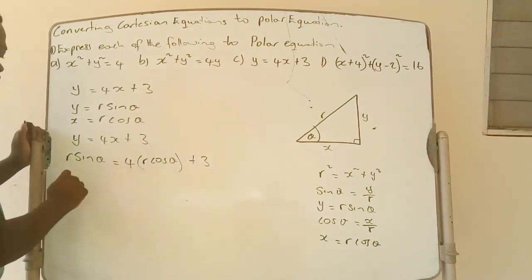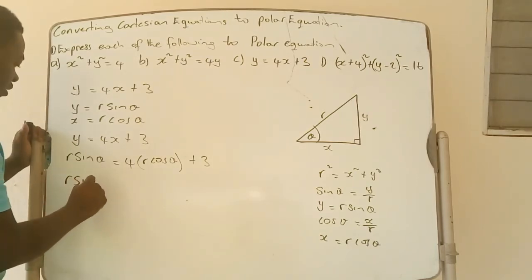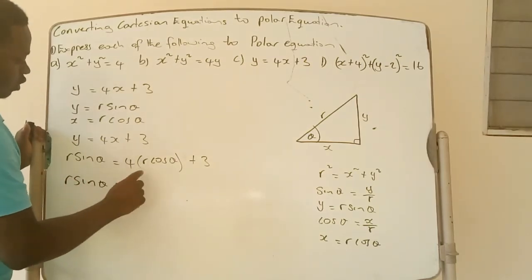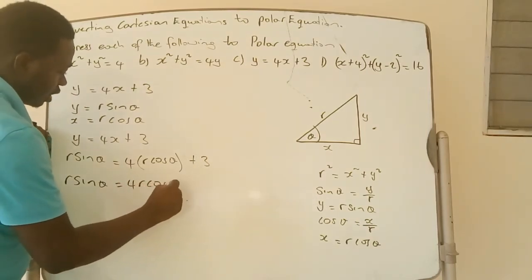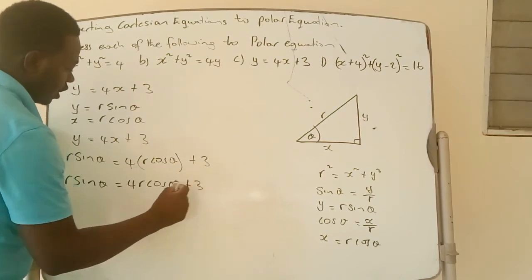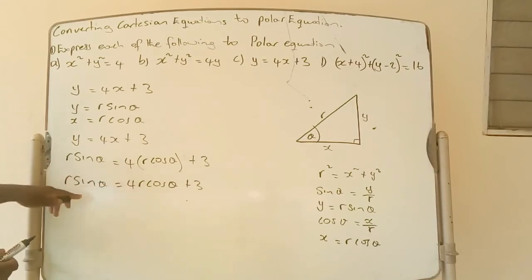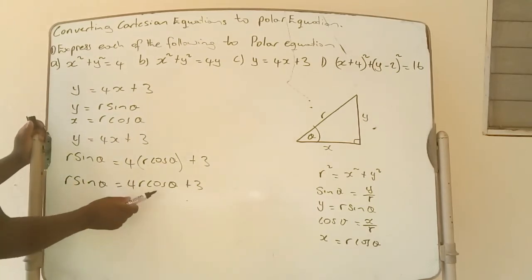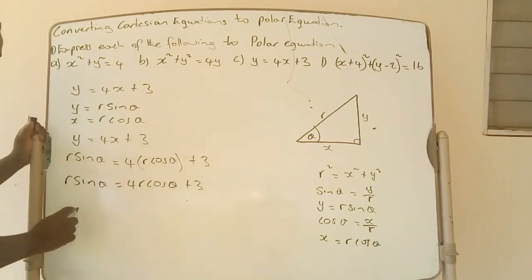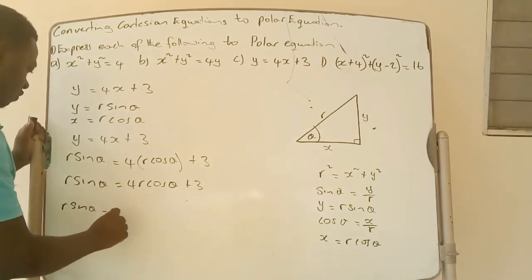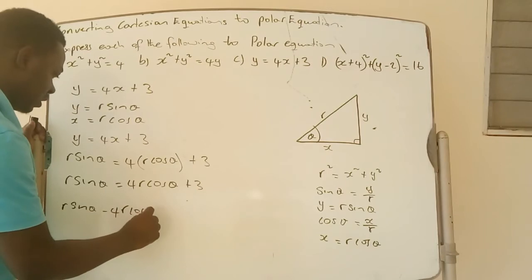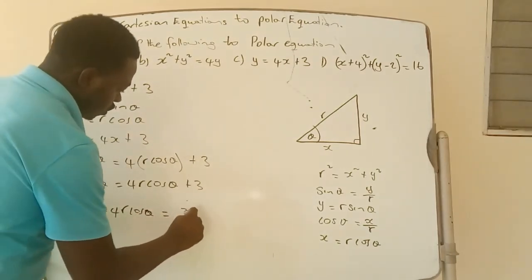So here, what we're going to have is r sin θ equal to 4r cos θ + 3. Now note here we have an r in this function and we have an r here, so we can group these two terms with r on one side of the equation. So we are going to subtract 4r cos θ from both sides. So on this side we would have r sin θ minus 4r cos θ is equal to 3, right?